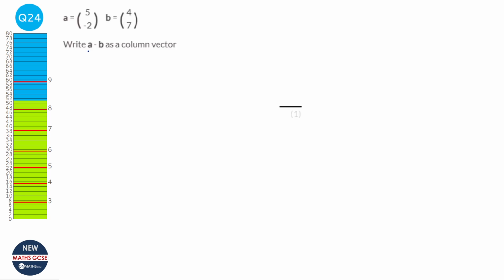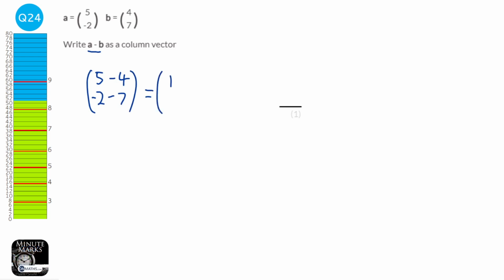So here we're asked for a minus b. So in our vector we're going to do a, which at the top is 5, take away b, which at the top is 4. And we're going to do the same with the bottom. So we're going to take away the minus 2, take away the 7. 5 take away 4 is going to be 1. Minus 2 minus 7 is going to be minus 9. So our vector will be 1 at the top and minus 9 at the bottom.